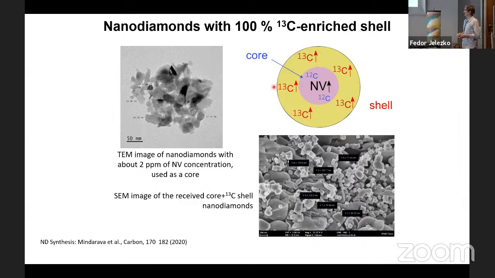We do have control of the number of NV centers per volume. So the question is how many NV centers we have in these nanodiamonds. We do have control by measuring the spin in EPR. So we know on average how many NV centers we have per, let's say, cubic nanometer. So this information we have. And actually the concentration is such that every 10 nanometer diamond has about one NV center.